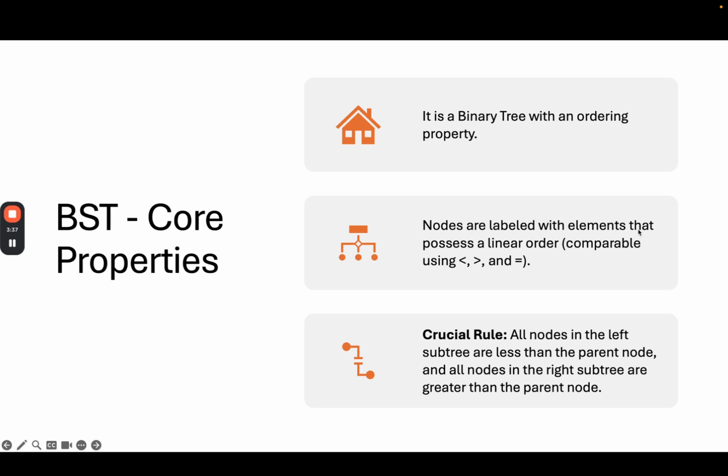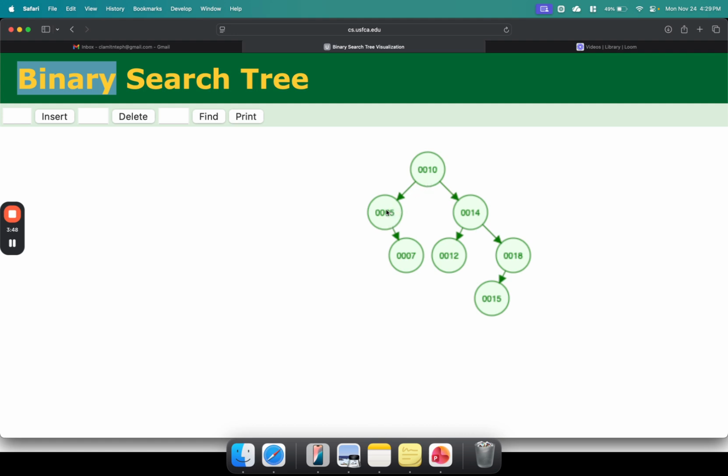Nodes are labeled with elements that possess a linear order, which are comparable using greater than, less than, or equal to. And the property is essentially 5 is less than 10 and 10 is less than 14, or you can say 14 is greater than 10. So just remember, everything to your left must be smaller than the parent. Everything to your right must be greater than your parent. And that applies to your subtrees as well. So everything to the right of 14 should be bigger, and everything to the left of 14 should be smaller. Very easy.